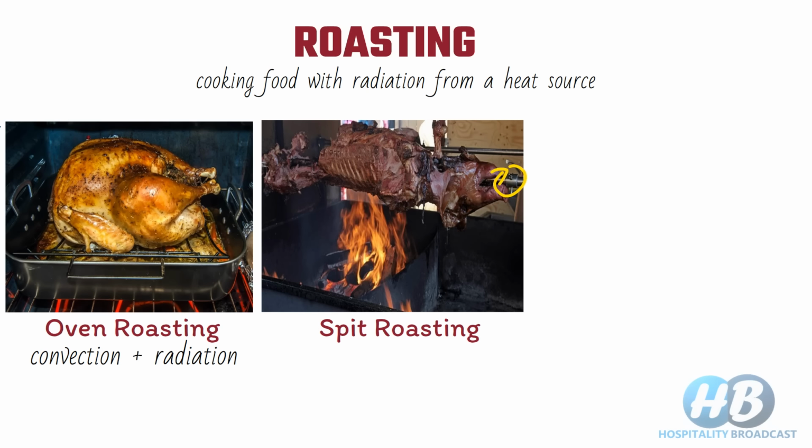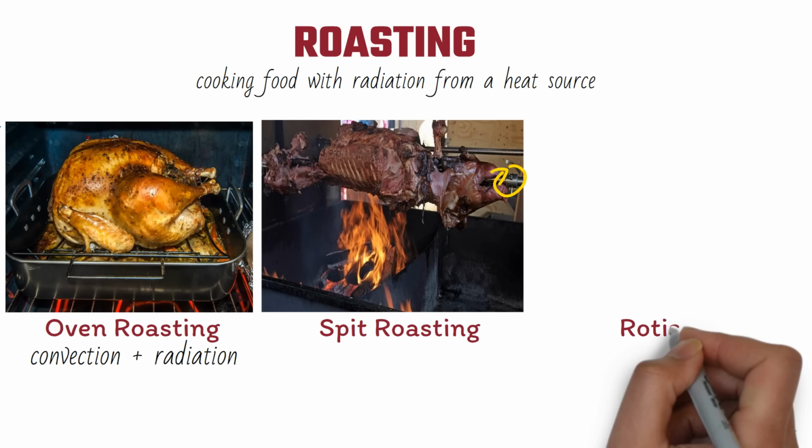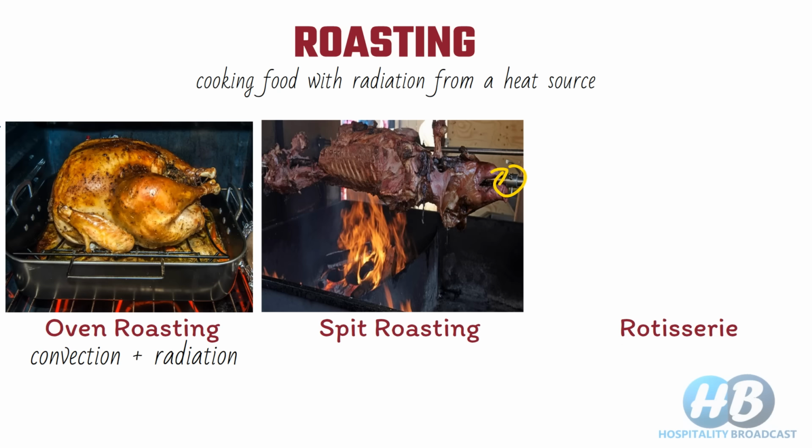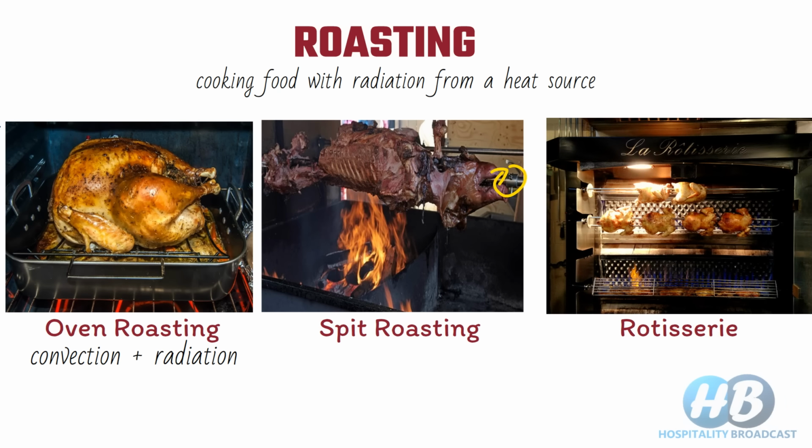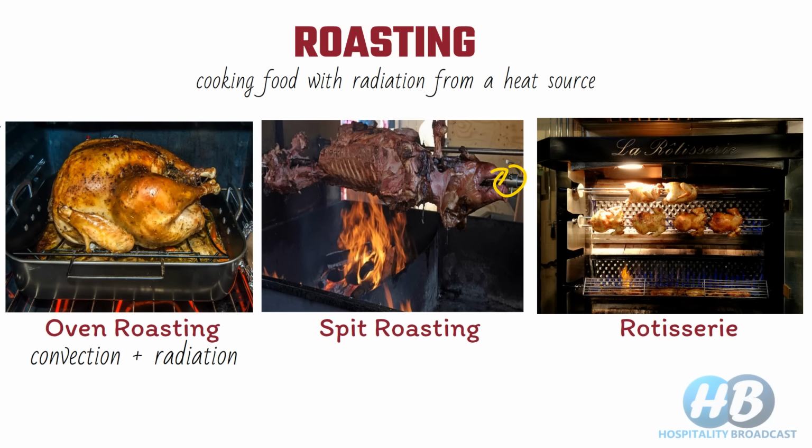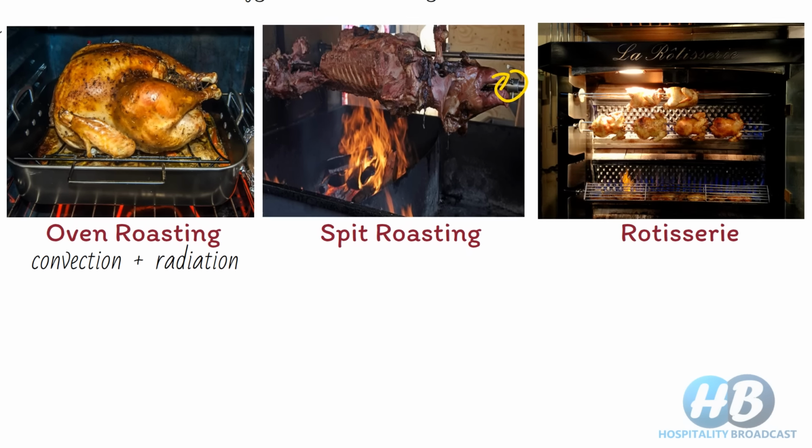The more modern version of spit roasting is rotisserie. In this, the meat is skewered onto a metal rod that slowly rotates automatically in front of the heat that is produced either by electric filament or by gas burners.